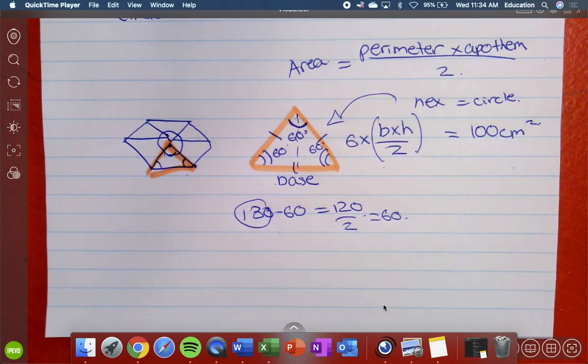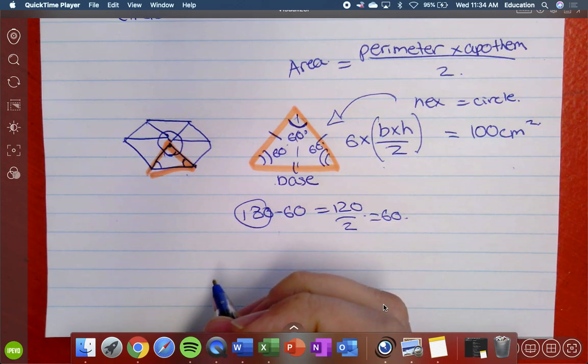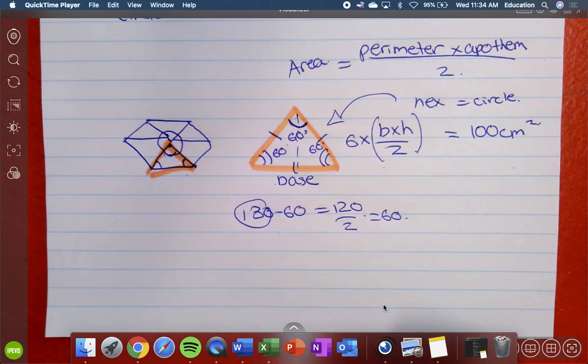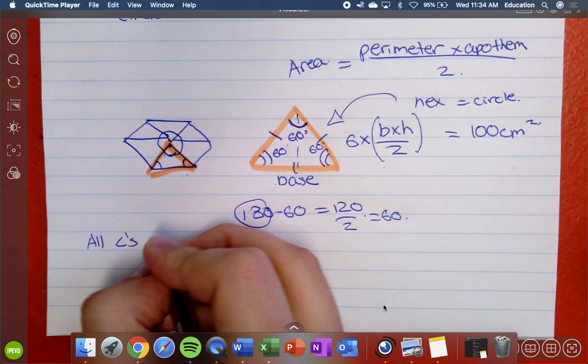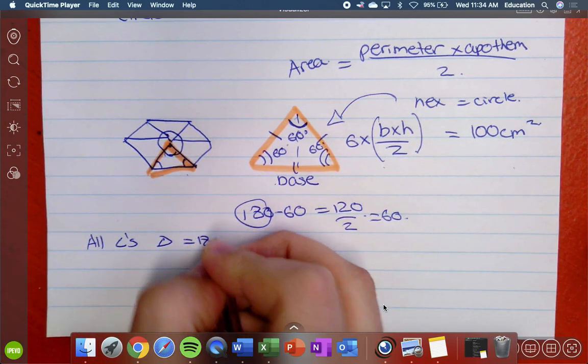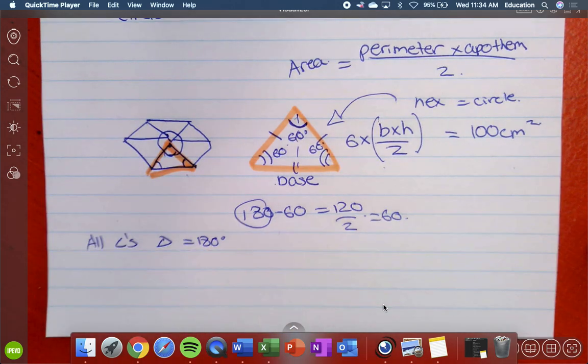Well, 180 is also half a circle, but that'll confuse you. But if you add up all the angles in a triangle, it's 180. So if you don't know that, then that's a good thing to add to your memory aid. Okay? That all angles in a triangle equal 180 degrees.